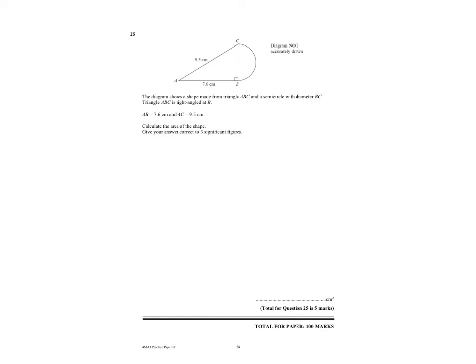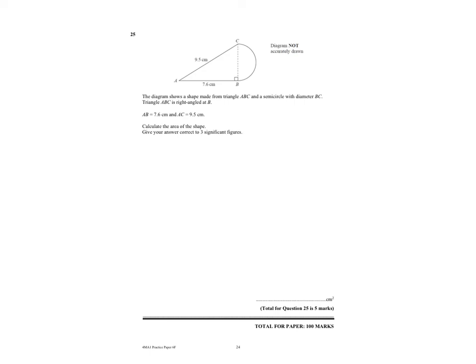Question 25. The diagram shows a shape made from triangle ABC and a semicircle with a diameter BC. The triangle ABC is a right angle at B, AB equals 7.6 and AC equals 9.5. Calculate the area of the shape, give your answer correct to 3 significant figures.